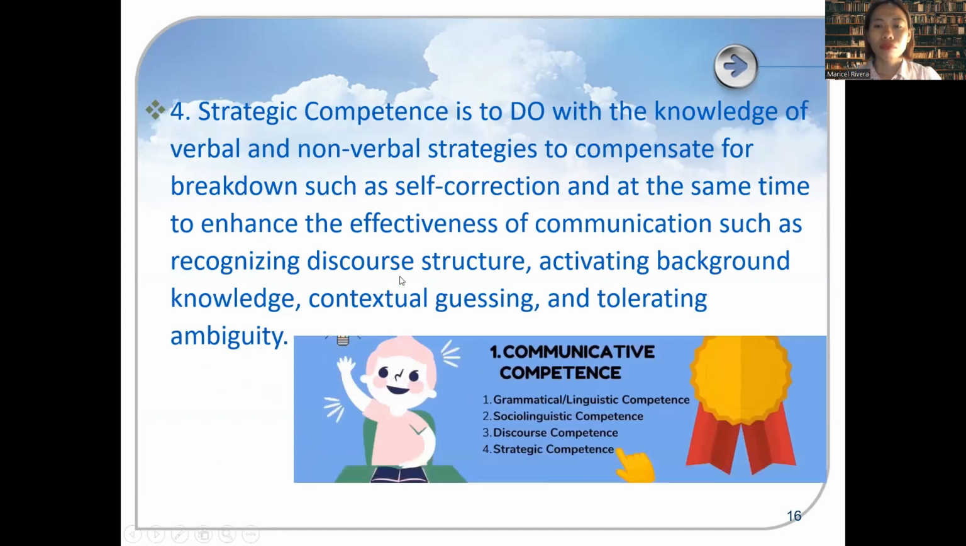Strategic competence is the capacity to adjust for breakdown using verbal and nonverbal strategies such as self-correction, while also boosting communication efficacy through identifying discourse structure, activating background knowledge, contextual guessing, and tolerating ambiguity. So I also already discussed strategic competence earlier.